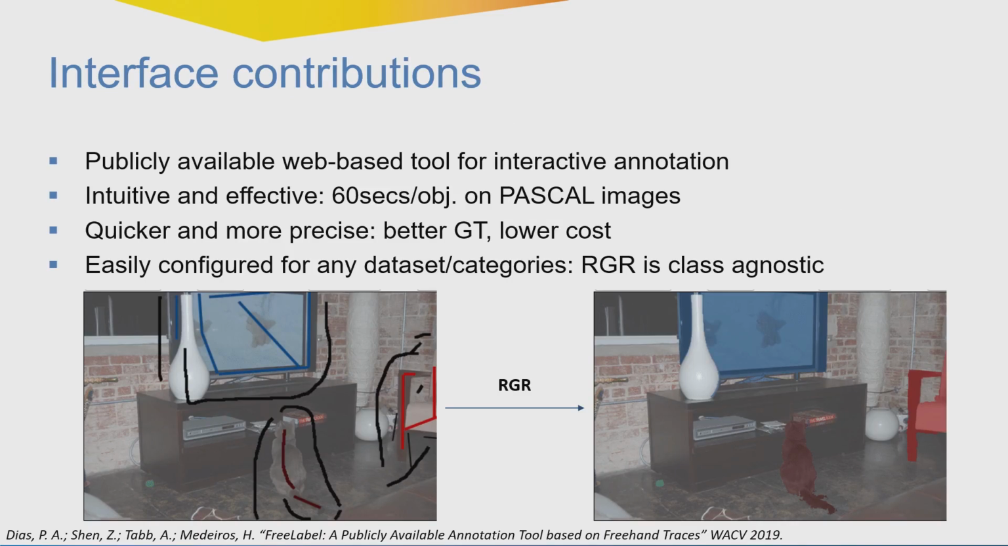So we made this interface publicly available. It was published at WACV this year. We did some experiments to show that it's a little bit faster than what is out there, compared, for example, to this interface using polygons. And the nice thing is that because the algorithm is unsupervised, I don't need to train it for specific categories or anything. So I can just have an index and a color here for visualization for each of the categories I want to annotate. I do the traces here and I grow. Perfect.